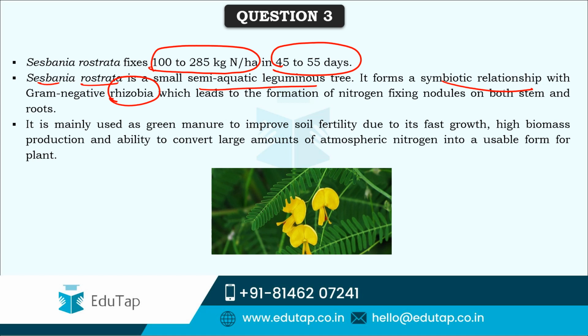That's the reason the amount of nitrogen that it can fix is higher than the others. And it is mainly used as green manure to improve soil fertility, as you all know, because of its fast growth, high biomass production, and ability to convert large amounts of atmospheric nitrogen into a usable form for the plants.